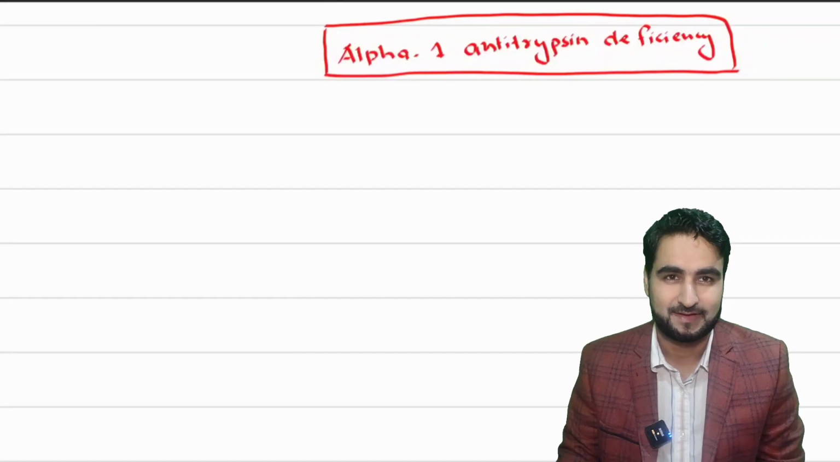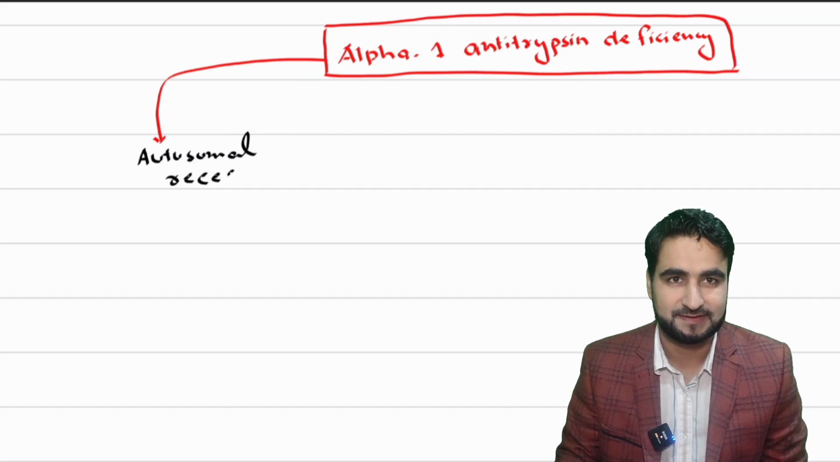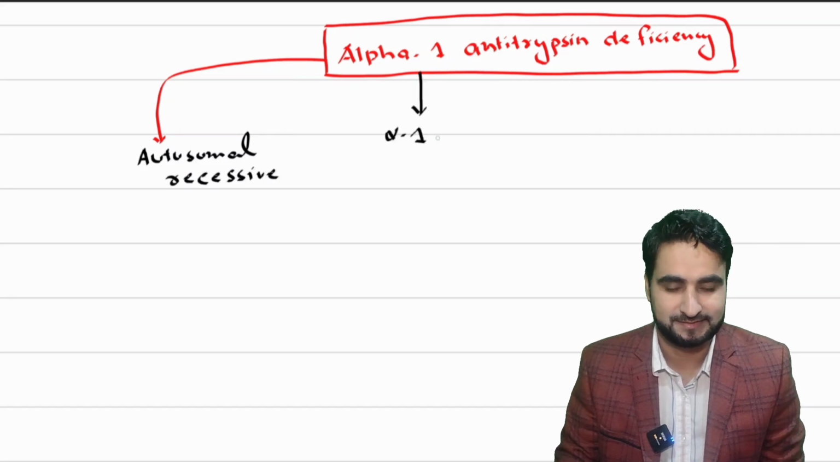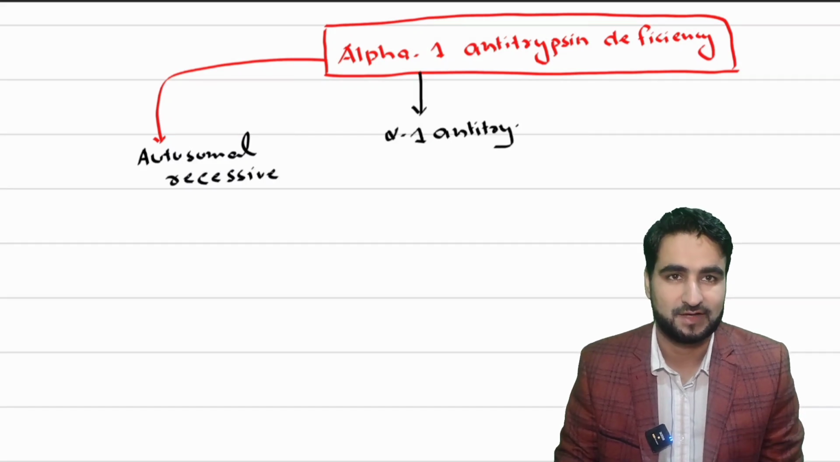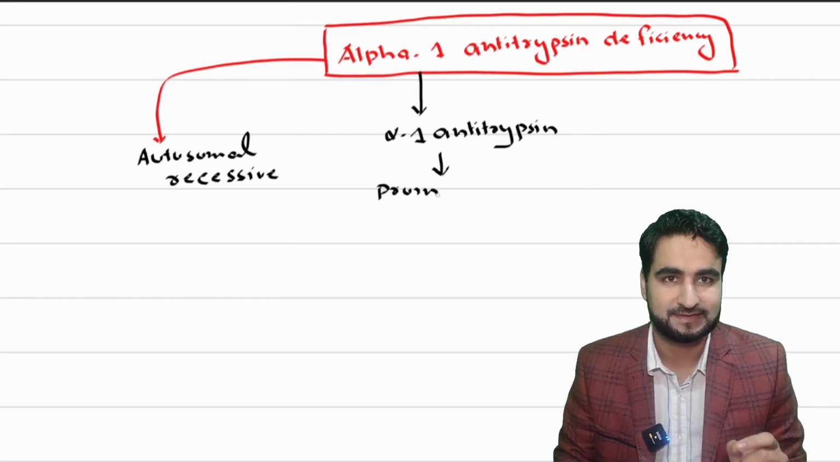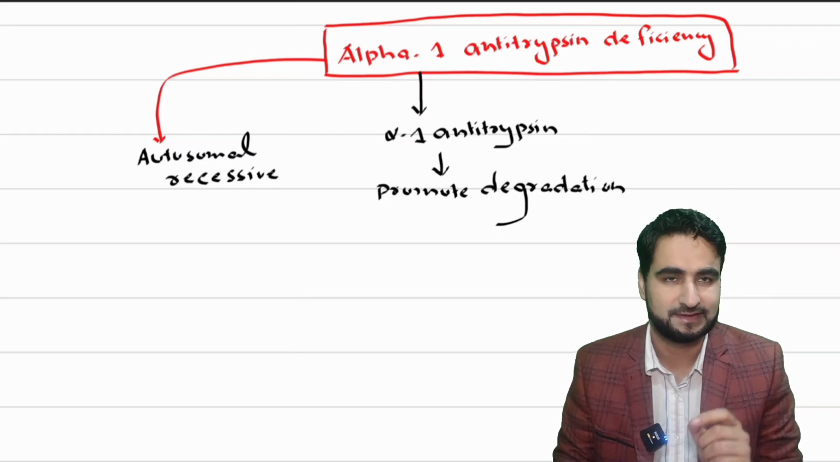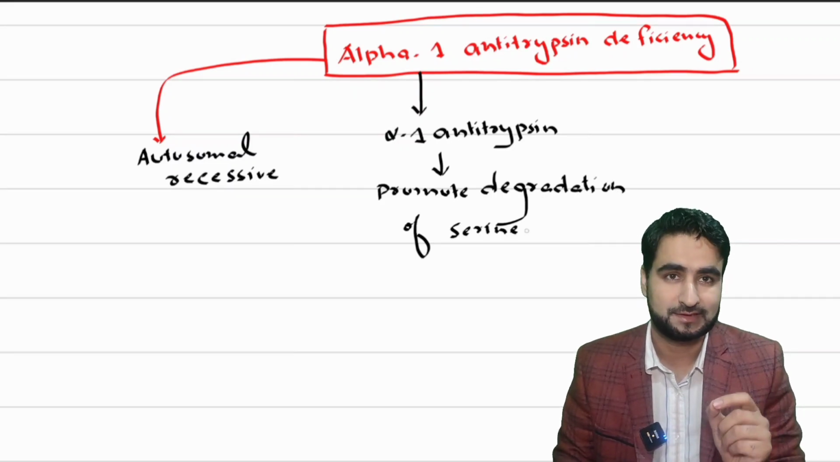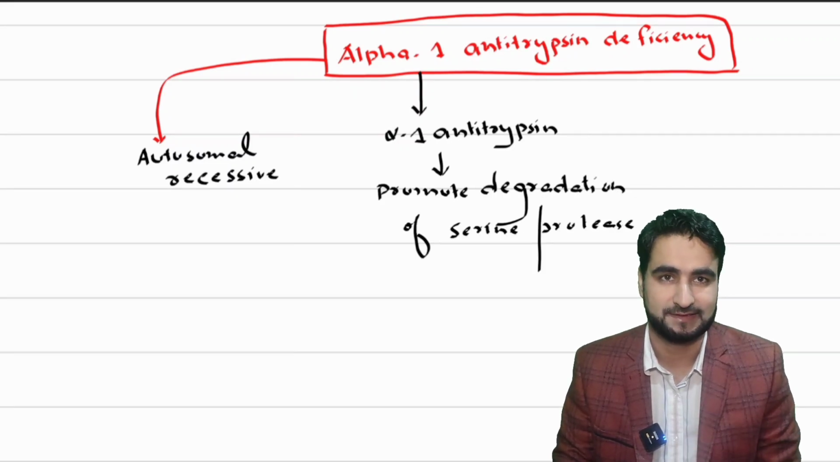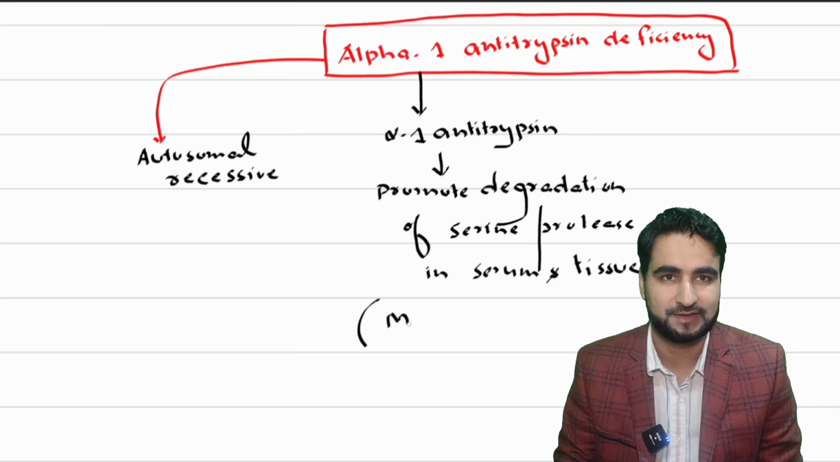Let's start. So today's topic is Alpha-1 Antitrypsin Deficiency. Alpha-1 Antitrypsin Deficiency is an autosomal recessive condition in which there is deficiency of alpha-1 antitrypsin. Alpha-1 antitrypsin is a protein that is important for degradation of serine proteases in serum and urine. Most importantly, it degrades neutrophil elastase. It forms a 1:1 complex with it and helps in degradation of neutrophil elastase.